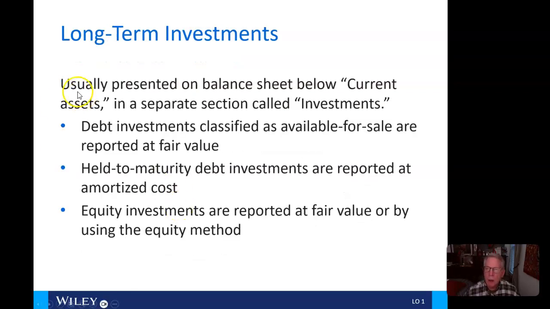All right. Long-term investments, usually presented on the balance sheet below the current assets in a separate section called investments. Debt investments classified as available for sale are reported at fair value. Held to maturity debt investments are reported at amortized cost. And equity investments are reported at fair value or by using the equity method.